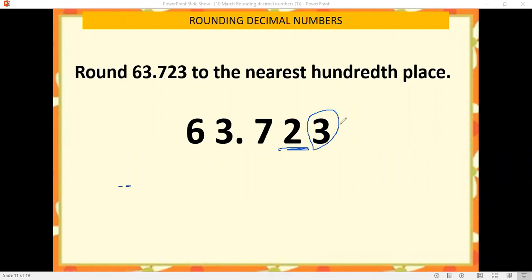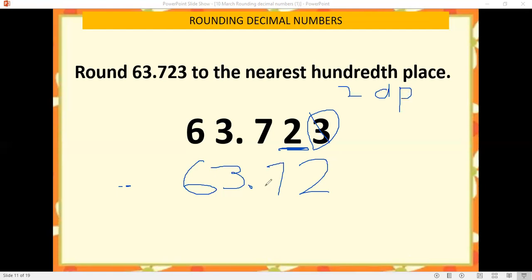Since the hundredth place is the second decimal place, we stop when we already have 2 decimal places. Okay? So then think about the thousandths place. Is 3 4 or less or 5 or more? It is 4 or less. Therefore, the answer is 63.72. So now we stop up to the hundredth place. Do you understand? Hundredth place, our 2 decimal places. Get it?